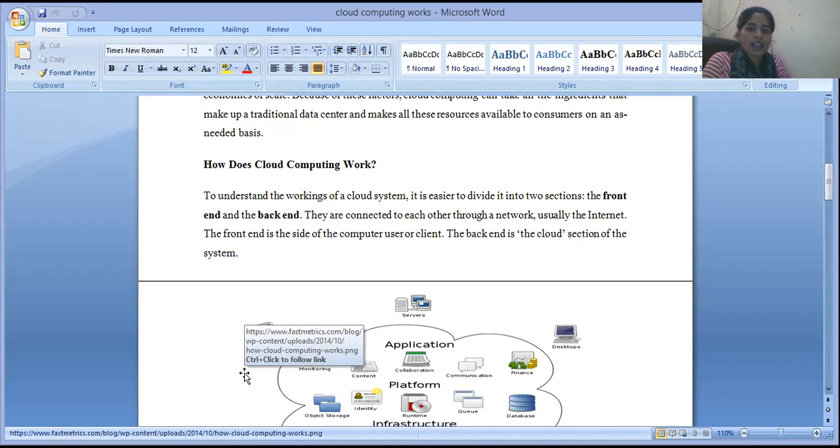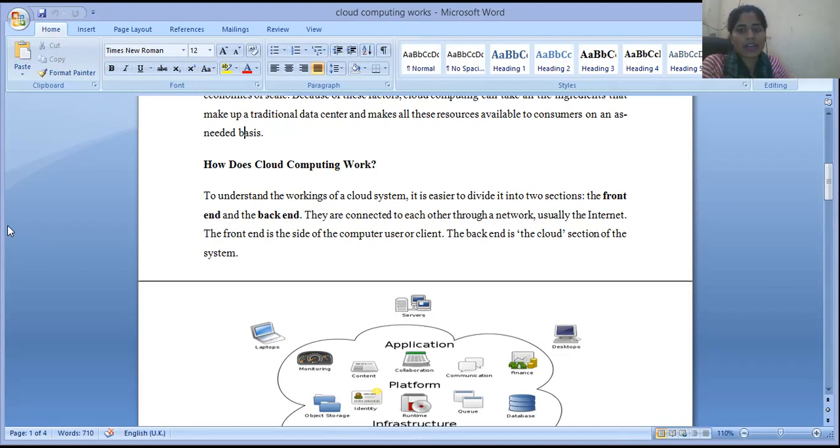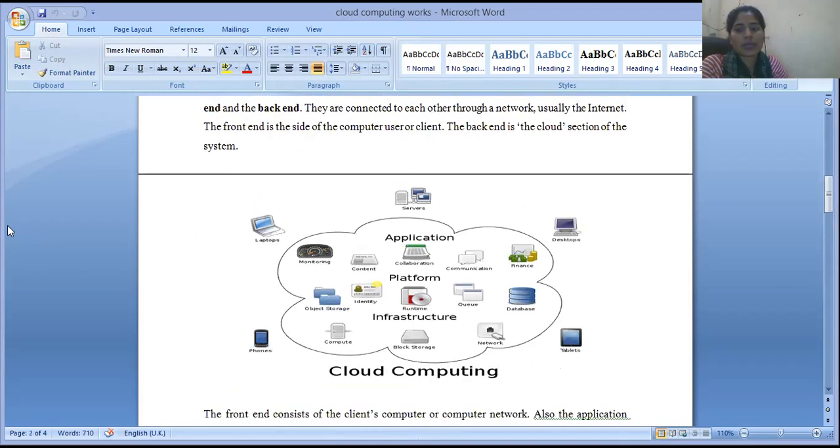To understand the working of the cloud system, it is easier to divide it into two sections. The first section is the front end, and the second section is the back end. They are connected to each other through a network, usually the internet. The front end is the side of the computer user or client. The back end is the cloud side.